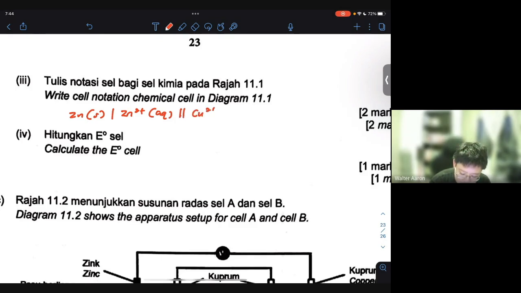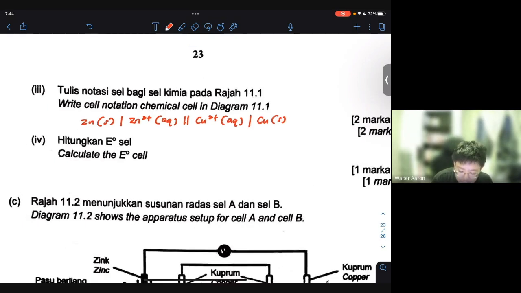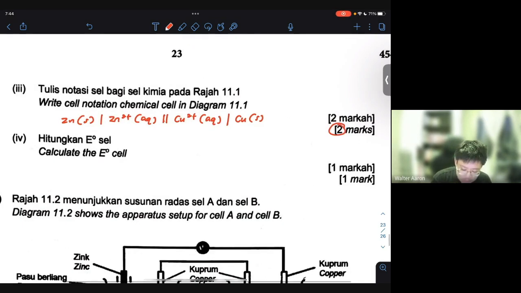And then same thing also, you can see here there is supposed to be a copper(II) sulfate solution, so Cu2+ (aq), and then separated by another line. Then after that you write Cu solid. So as long as you write this correctly, you should be able to get 2 marks in total.